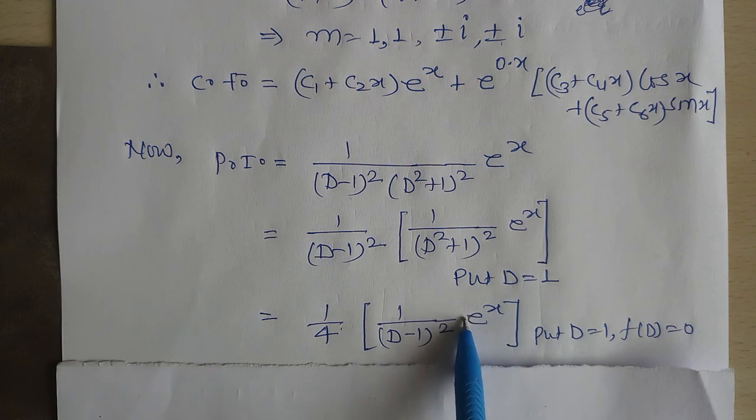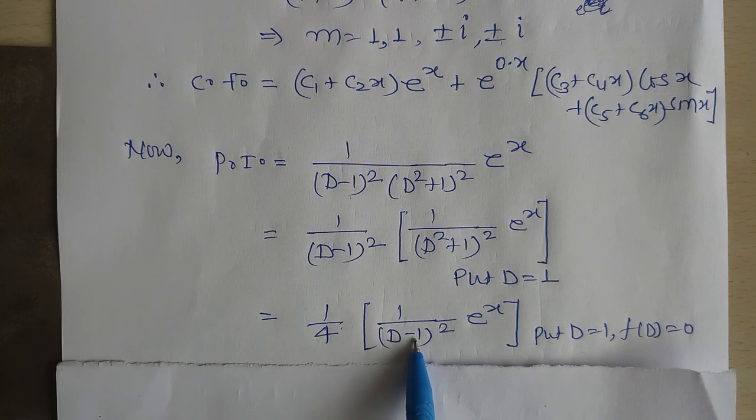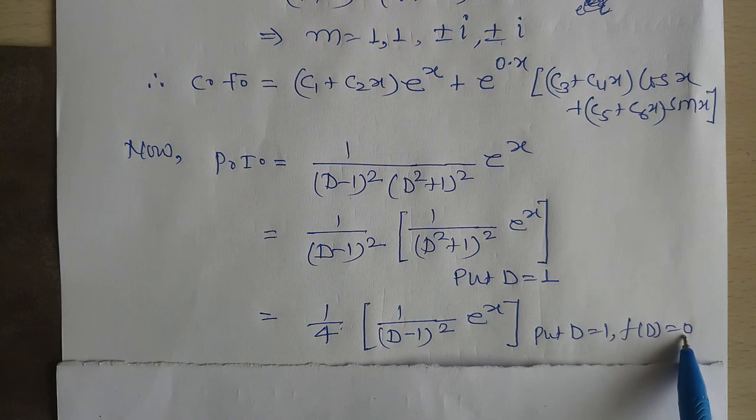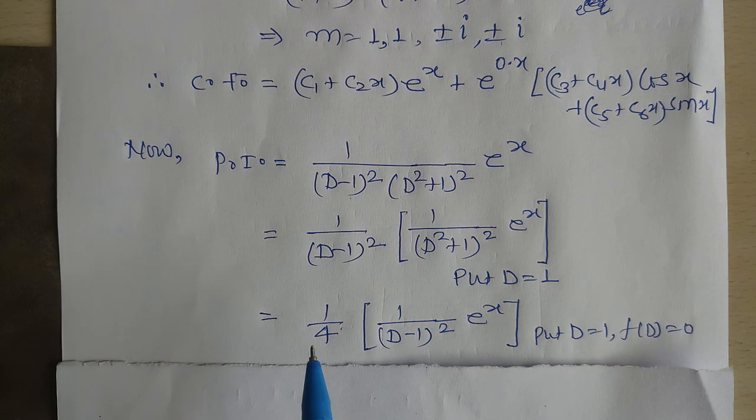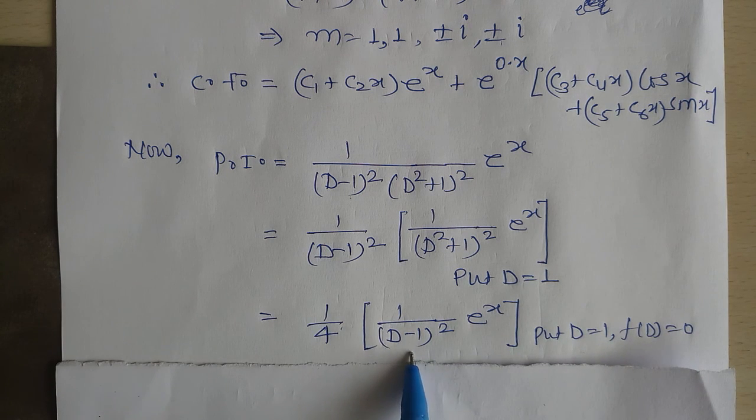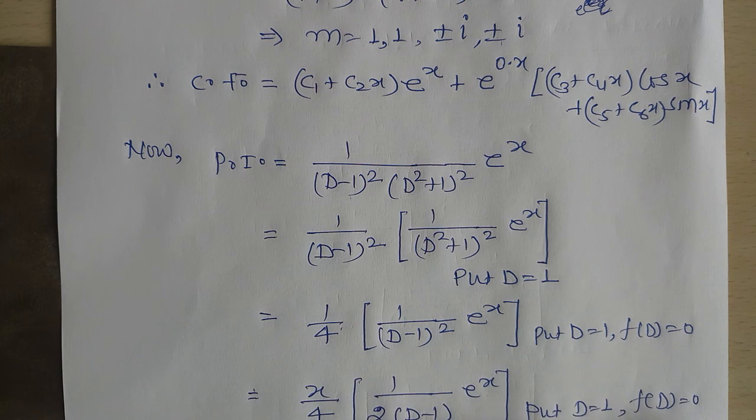Now for exponential function, to get PI, we replace D by a, and a is 1. So 1 minus 1 is 0 here. So put D equal to 1, f of D becomes 0. So we multiply numerator by x and differentiate denominator with respect to D. Then we get x by 4 into 1 upon the derivative of (D minus 1) whole square, which is 2(D minus 1), into e raised to x.